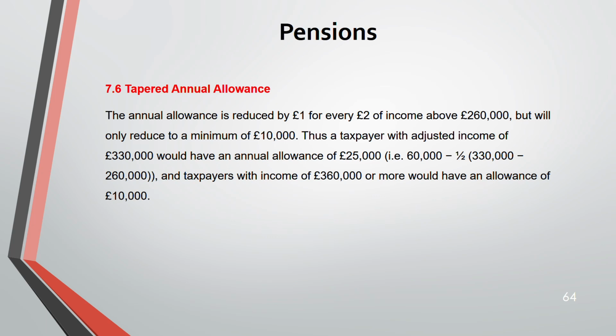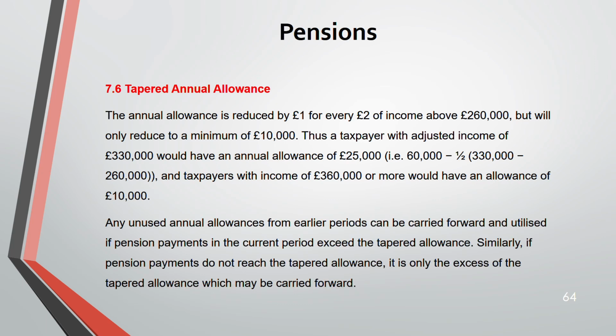So the easiest way for you to remember is, if your income is 360 or more, the allowance is fixed at 10,000. If it's between 260 and 360, then you have to work it out. It keeps reducing. If it's less than 260, you do not have to worry. You will get the full 60,000 as your allowance. And any unused annual allowance you can carry forward.